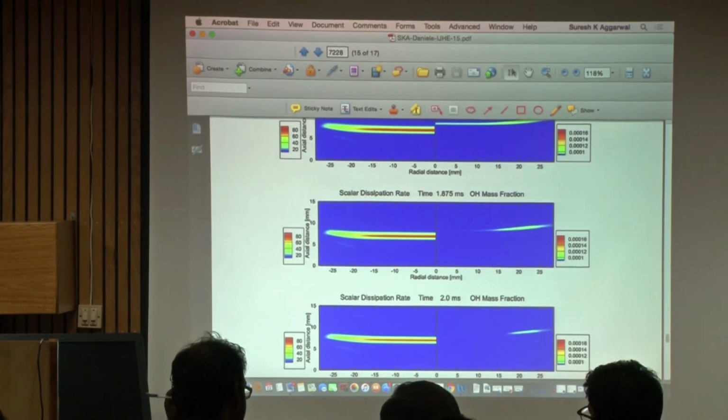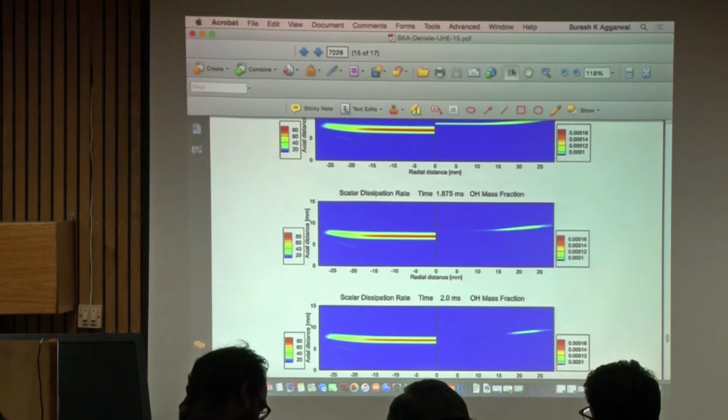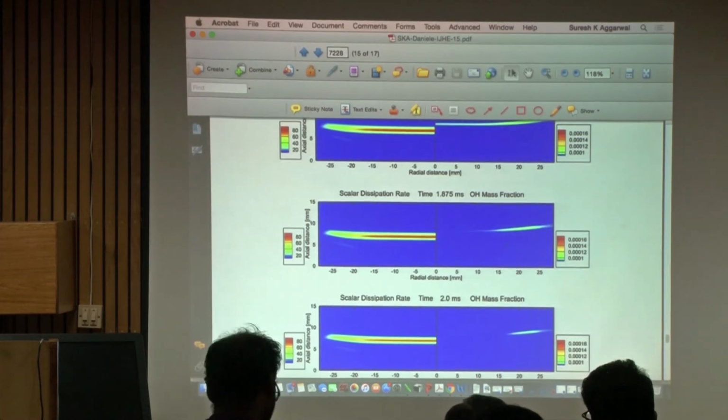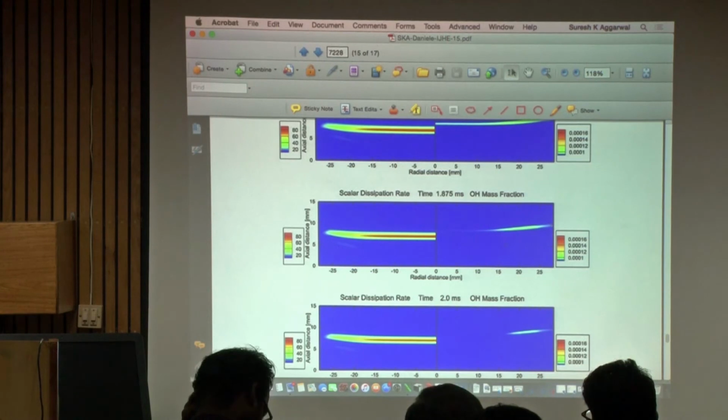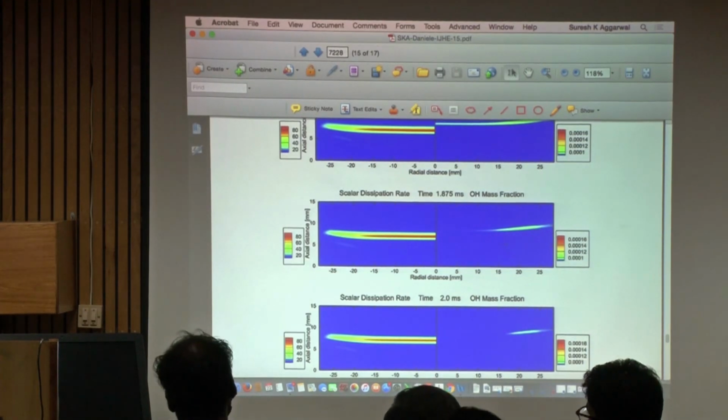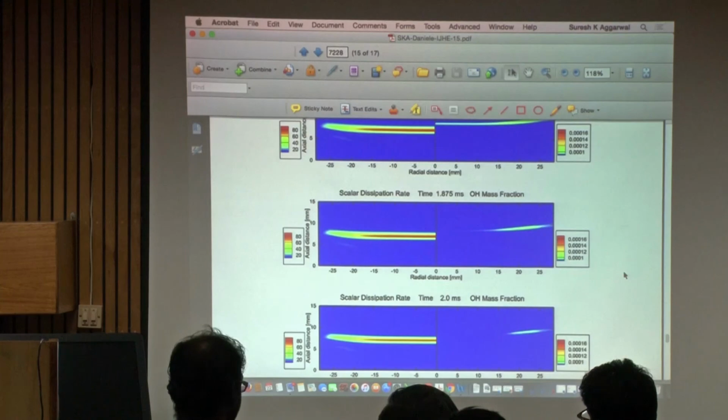extinguishes. So you can look at some other details of the phenomena which you cannot do with 1D steady calculation. You can also look at how sometimes these flames start oscillating when they are close to extinction. So we can look at those oscillatory unsteady phenomena also. So I think I'll stop here.